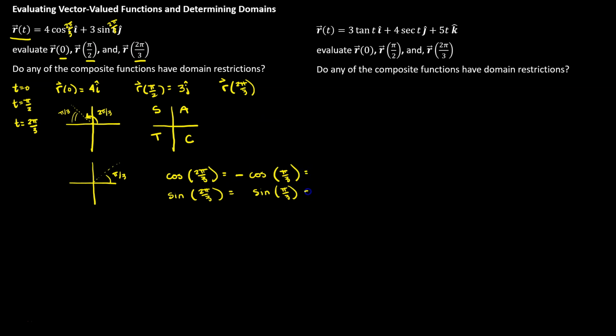So let's evaluate these two. Cosine at pi over 3 is 1/2, so I have negative 1/2 here. Sine at pi over 3 is root 3 over 2. So evaluating the vector function r at 2 pi over 3, we have 4 times negative 1/2. That gives us negative 2 in the i hat direction. And then 3 times root 3 over 2 for the j direction.